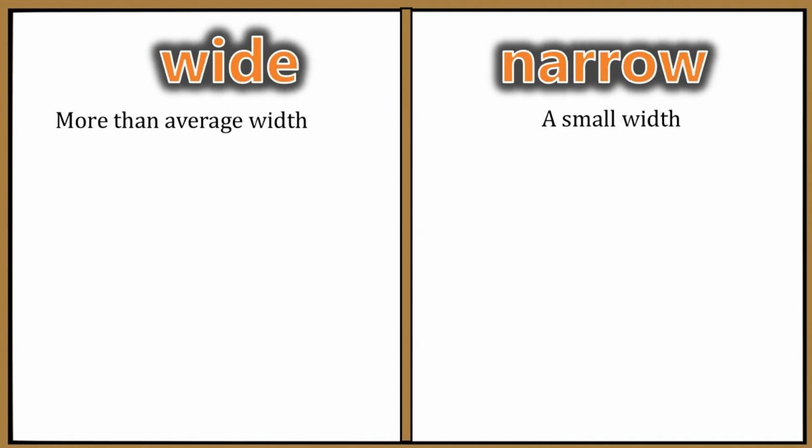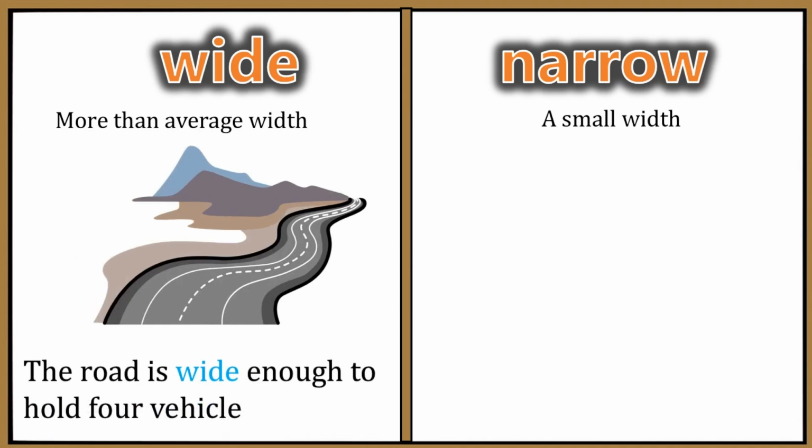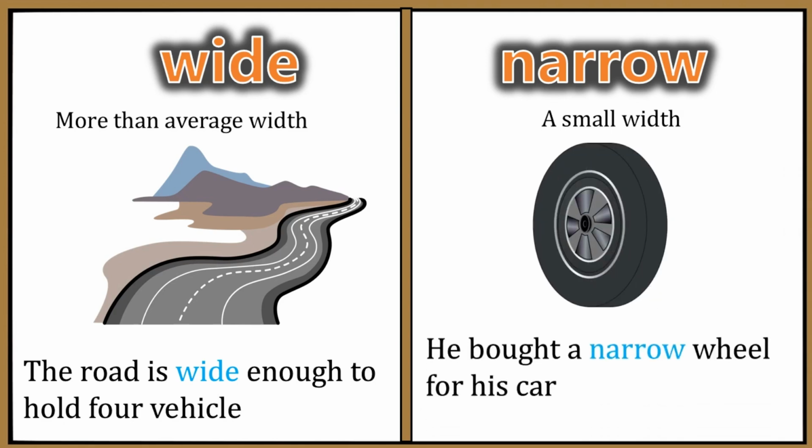Wide. More than average width. The road is wide enough to hold 4 vehicles. The opposite of wide is narrow, meaning a small width. He bought a narrow wheel for his car.